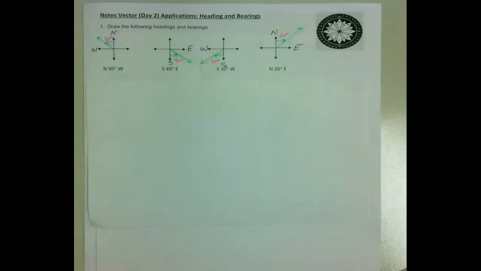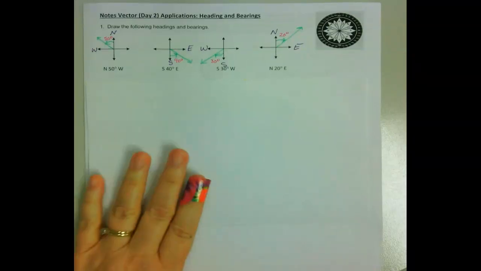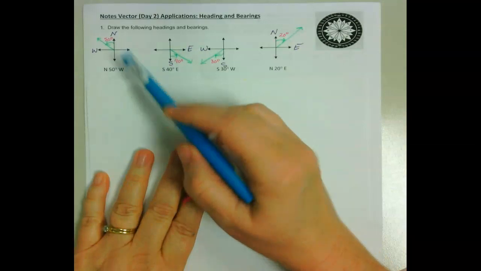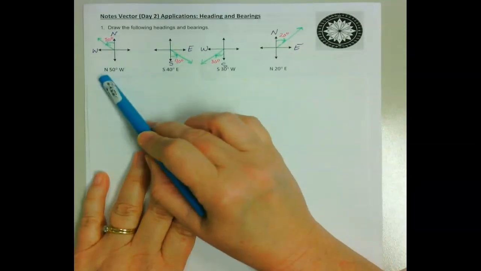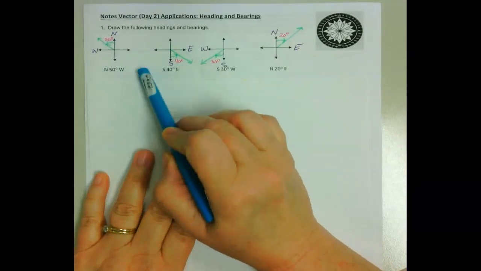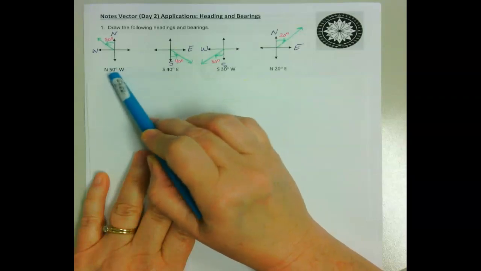Now we're going to work through the notes for day 2 on vectors and applications. So this first set, problem number 1, is talking about headings and bearings. And so the first one are bearing problems, because you can see it tells you from the north or the south and which direction you're going from there and what's the degree that that path is changing.